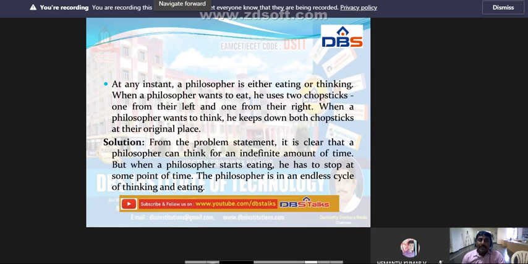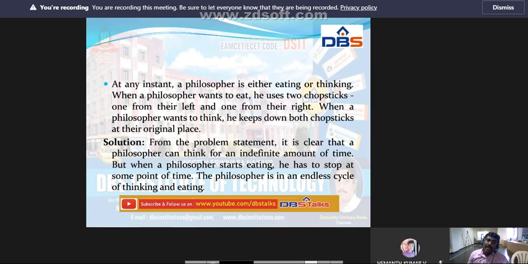Here the major thing is that at any instant a philosopher is either thinking or eating. The major work of the philosopher is to eat or think. When a philosopher wants to eat, he uses two chopsticks, one left and one right, and when a philosopher wants to think, he keeps down both the chopsticks. The solution: from the problem statement, it is clear that a philosopher can think for an indefinite amount of time.